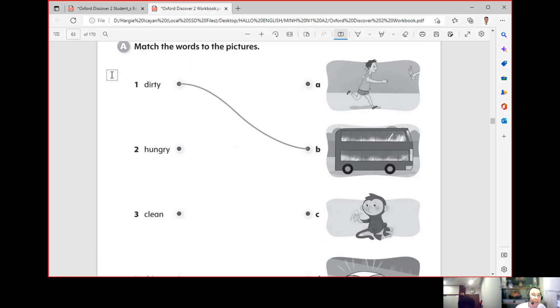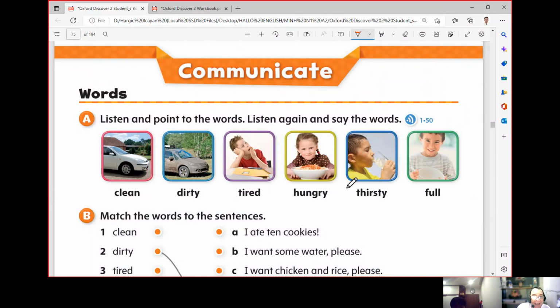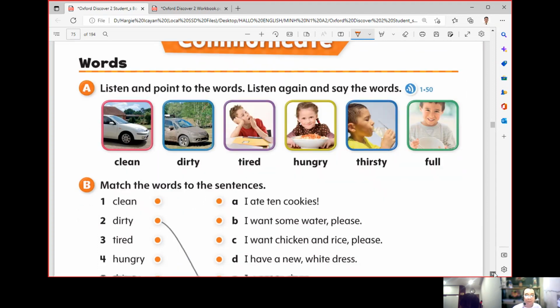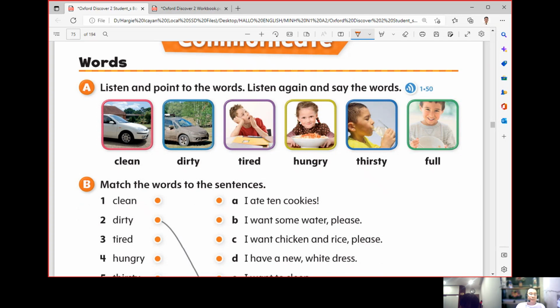Match the words to the picture. It's hungry. Okay, now let's try to listen to this one. Page 74. Communicate. Words. A. Listen and point to the words. Listen again and say the words.